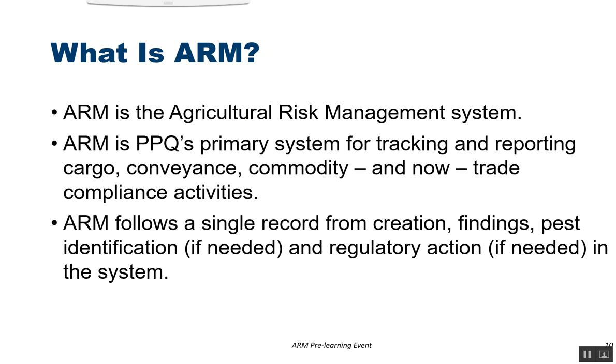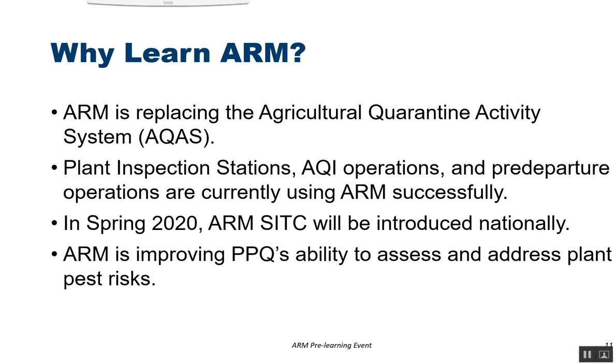ARM is going to replace ACAS. So whenever you had to create an emergency action notification, or if you needed a diagnostic request or a commodity determination, that's when you will access ARM. ARM does follow a single record from its creation, and it flows into your findings and, if needed, pest identification and your regulatory action.